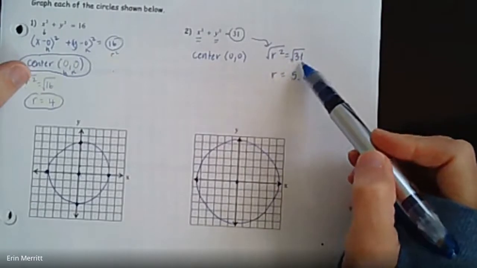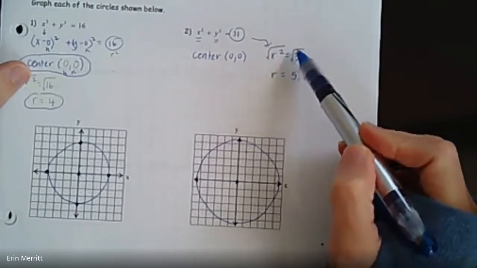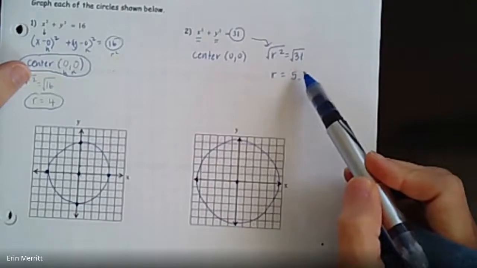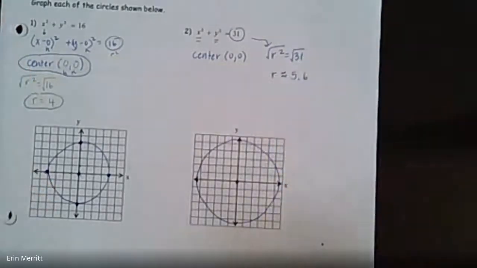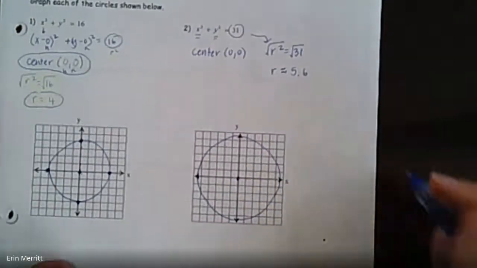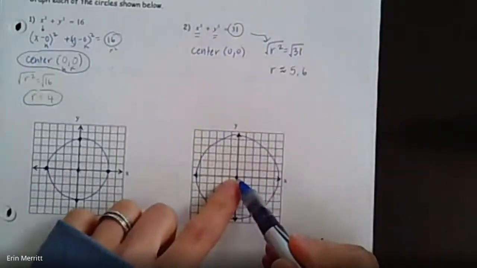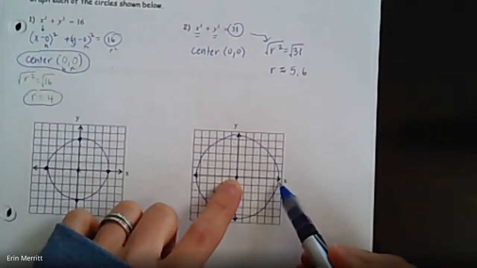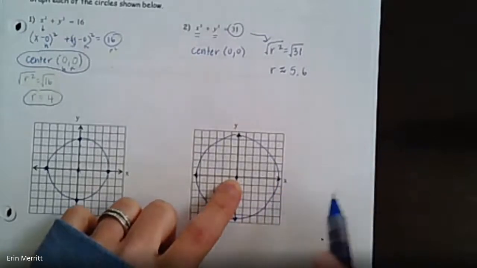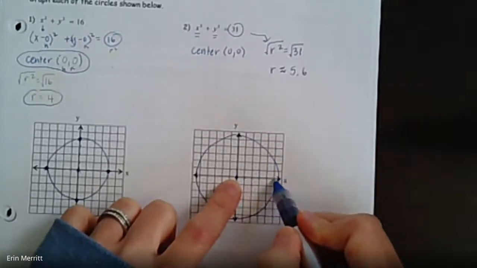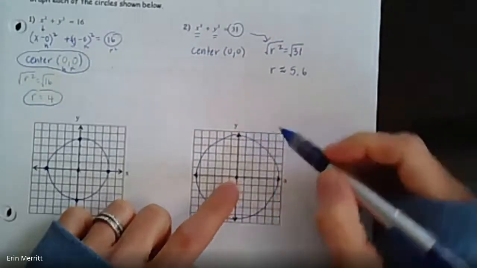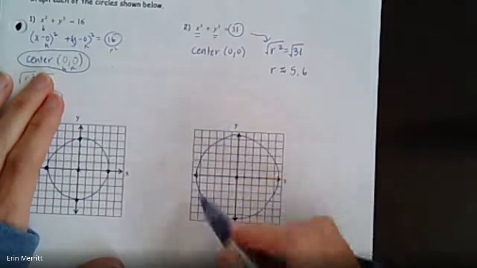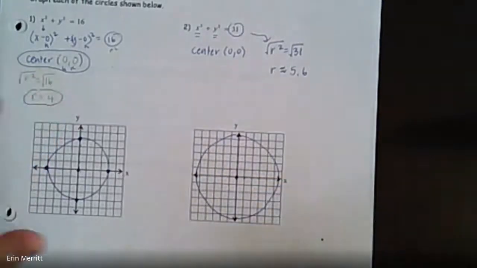Set r squared equal to 31, and then take the square root of both sides. So on my calculator, I did the square root of 31, and it comes out to be approximately, we know it's not exactly 5.6, but about 5.6. So what that means is to create my circle, I plotted the center point at 0, 0, and then I counted over what I thought was about 5.6. So just kind of eyeball it. So go over 1, 2, 3, 4, 5, and about half. Up 1, 2, 3, 4, 5, and about half, and so on. Do that to the left and down. Draw your circle. Ta-da! And there you go.